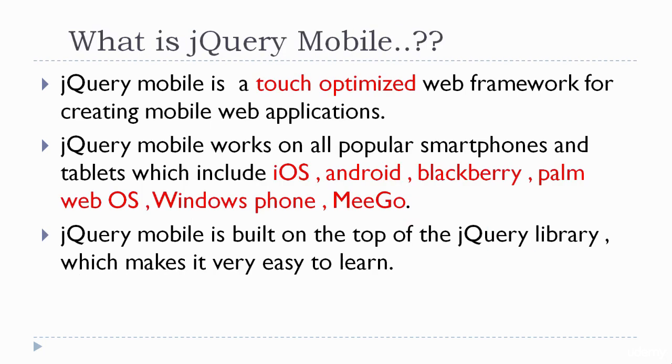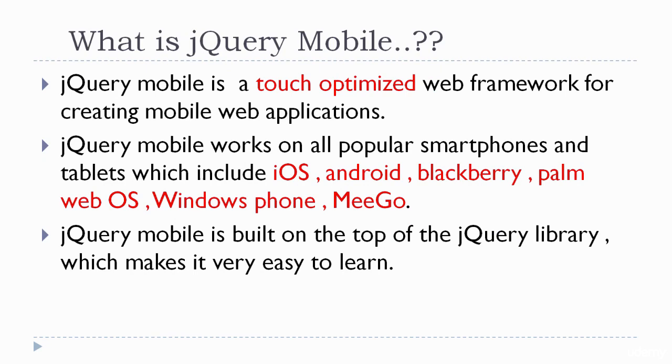Now what is jQuery Mobile? So this will be the very first question if you are attending any interview on jQuery Mobile. So the answer is: jQuery Mobile is a touch optimized web framework for creating mobile web applications. The phrase touch optimized, which I have given in the red part, is a very important word. So it is a touch optimized mobile framework.